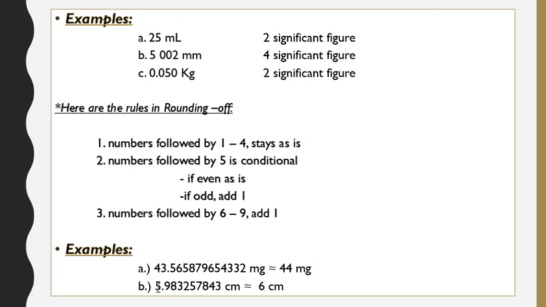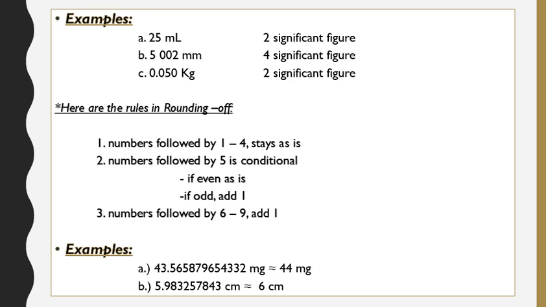Next example, we have 5.983257843 centimeter. So 5 is an odd number. So therefore, what is our rule? We have to add again 1. So it will become 6 centimeter. If we reverse that 3, we make it 2. So 42.5. Since 2 is even, what happens is 42.5 or 42 only. Okay, got it? So that is for the rounding off.